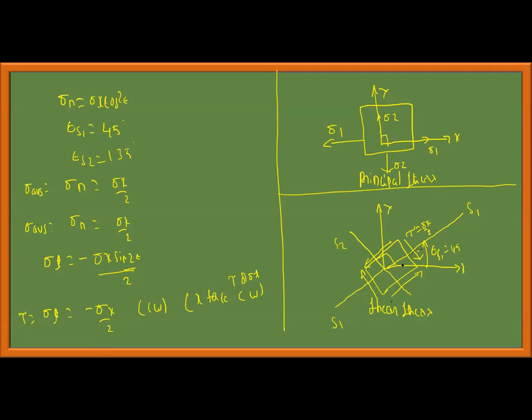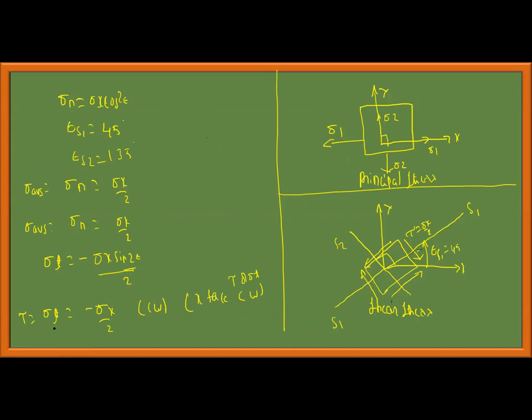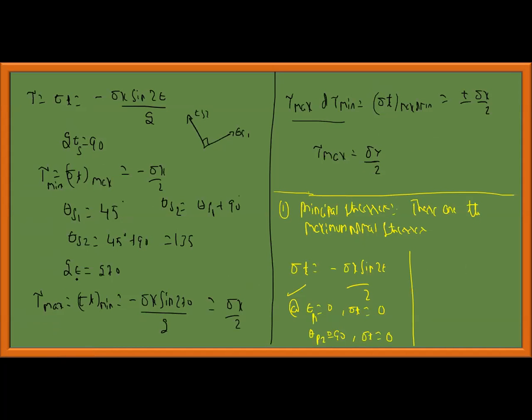Now on this plane, how to find tau? The magnitude of tau we got is sigma x by 2, plus sigma x by 2 and minus sigma x by 2. But I don't know whether it is positive or negative. What I will do is substitute the value of theta s1. These are the planes on which the shear stresses are maximum: theta s1 is equal to 45 degrees and theta s2 is equal to 135 degrees. But in order to know the direction of shear stresses, I will substitute theta s1 equal to 45 degrees in this expression, sine 2 theta by 2.